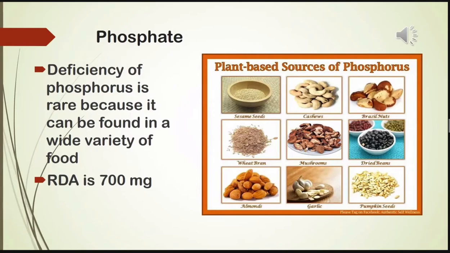Deficiency of phosphorus is rare because it can be found in a wide variety of food. But foods that are considered rich in phosphorus would be the ones shown here on the slide. The RDA for phosphate is 700 milligrams.